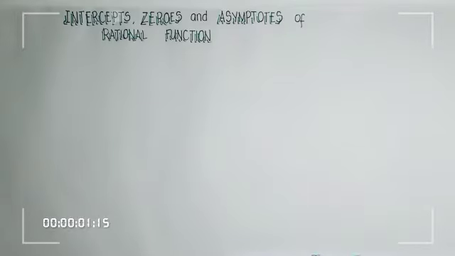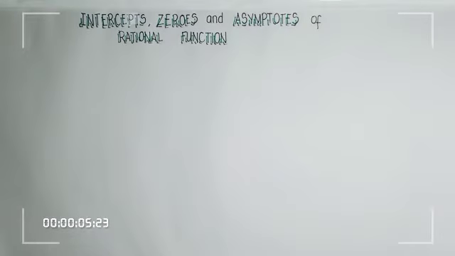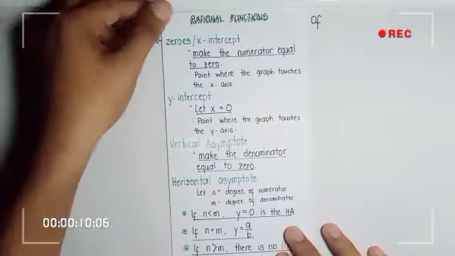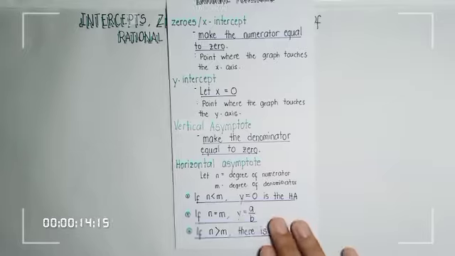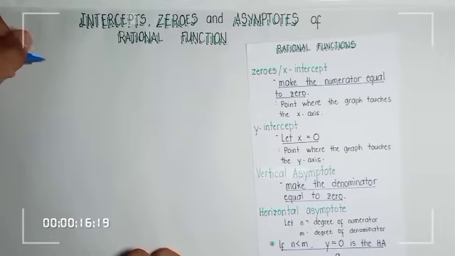Hello class! Our topic for today is about intercepts, zeros, and asymptotes of rational functions. I have here the notes of the things that we have to remember when dealing with these terms.